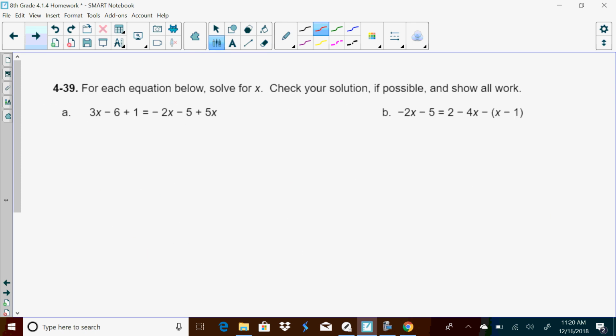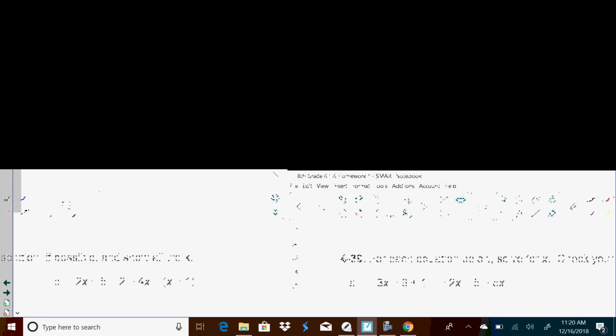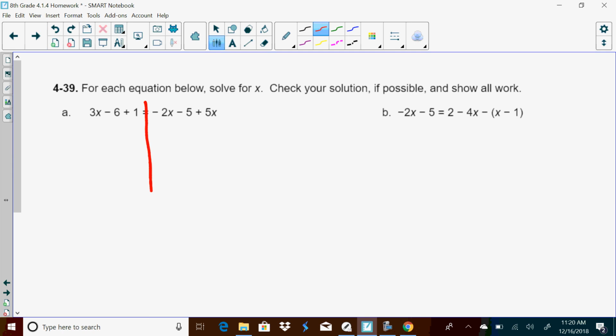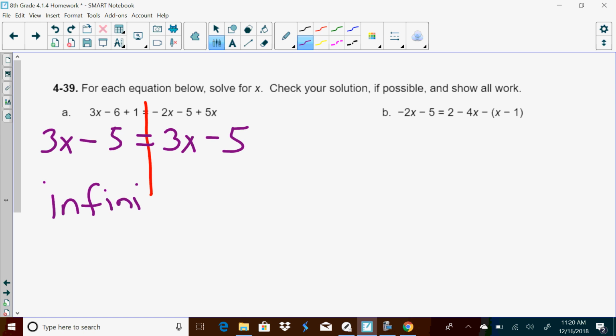Problem number 39 says for each equation, solve for x. I combine like terms on each side first. So I got 3x minus 5 equals 3x minus 5. At this step, I noticed they were exactly the same, so the answer is infinite solutions.